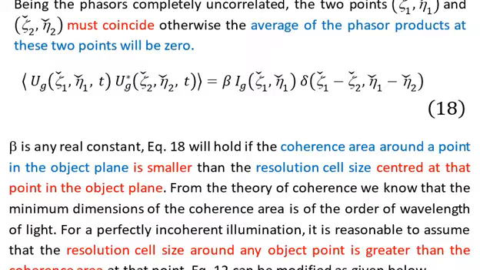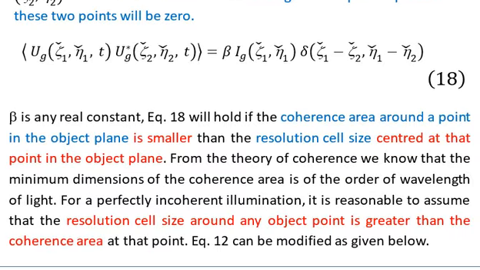If we set zeta1 equal to zeta2 and eta1 equal to eta2, then there is no need to write the delta functions. But we shall later see that the delta function we have retained here is important because it will simplify some integrals. Now beta is a real constant. Equation 18 will hold if the coherence area around a point in the object plane is smaller than the resolution cell size centered at the point in the object plane.